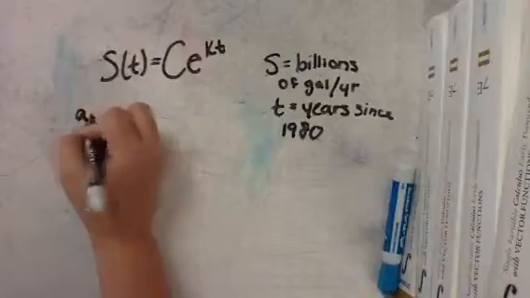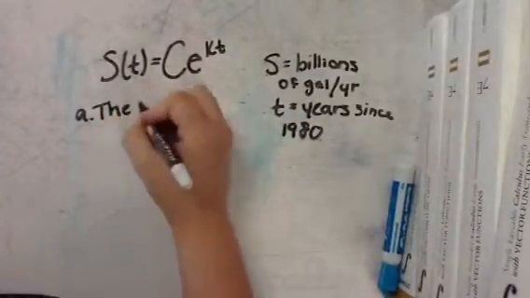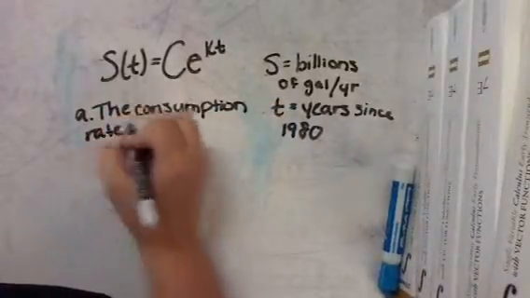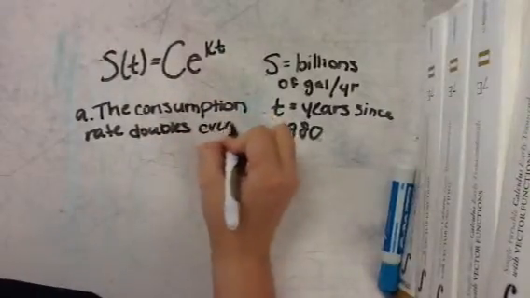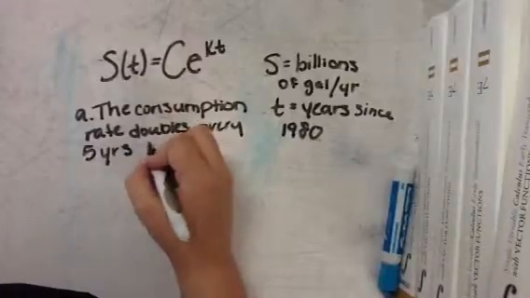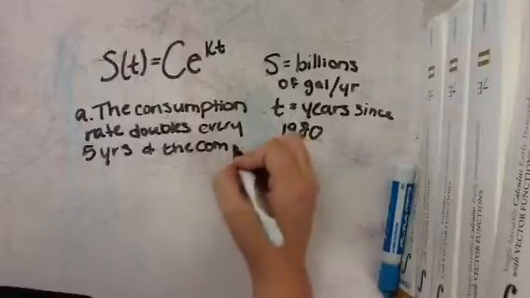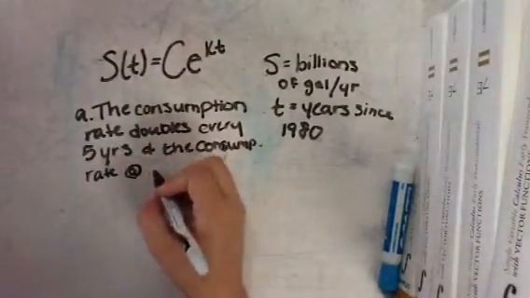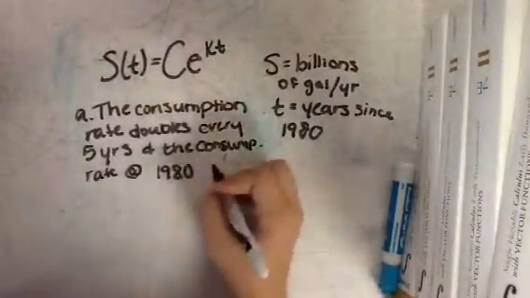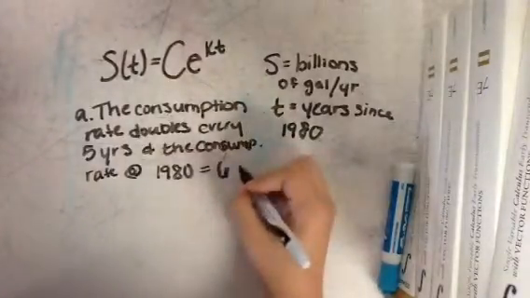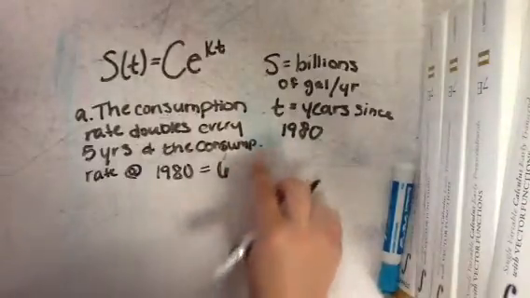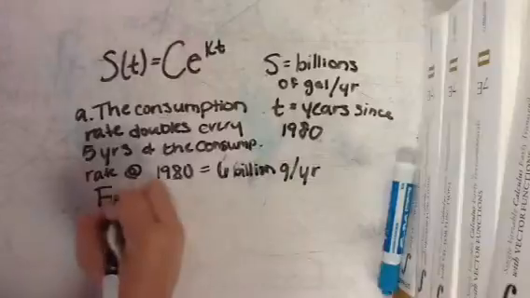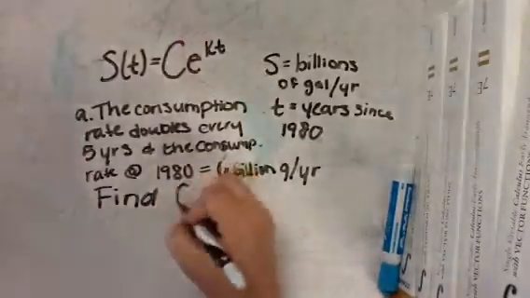Okay, so part A states that the consumption rate doubles every 5 years, and the consumption rate at 1980 was 6 billion gallons per year. And we want to find C and k.